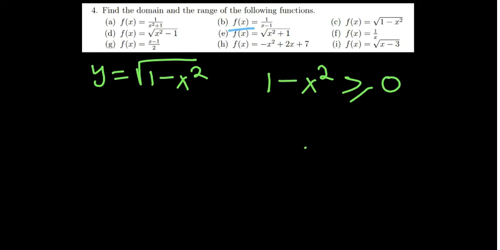So how do you solve that inequality? 1 minus x squared should be greater than or equal to 0. How best can we handle it?